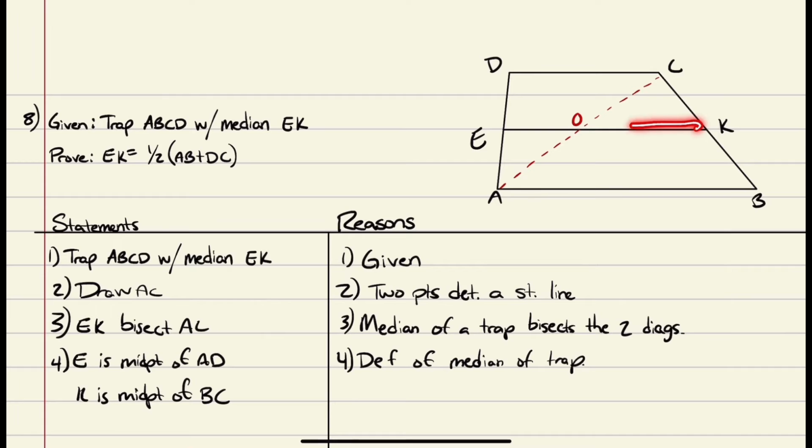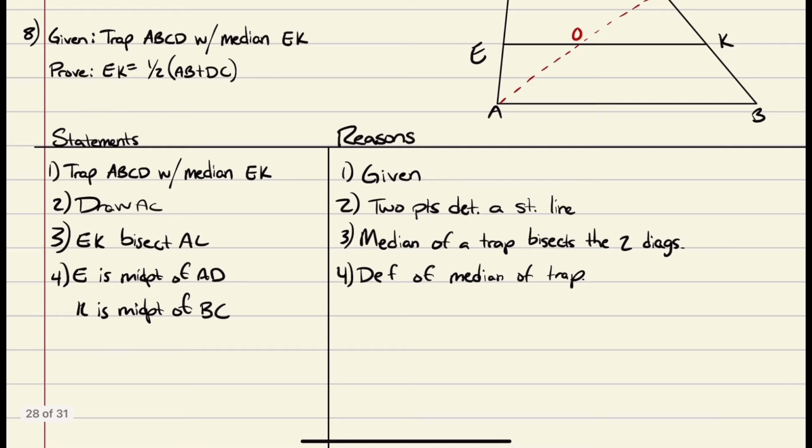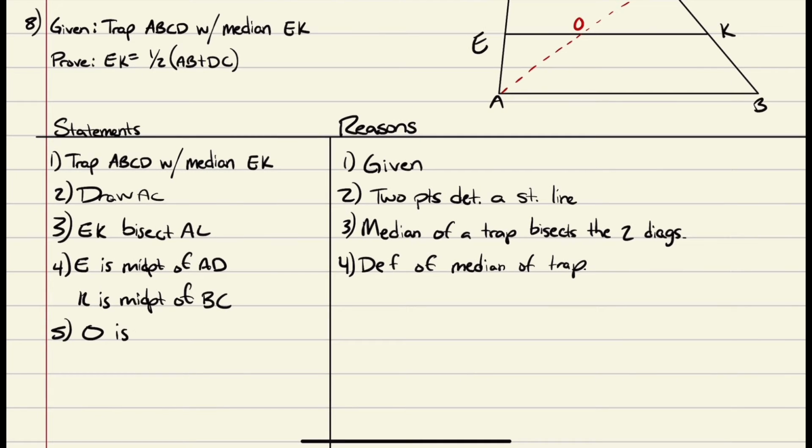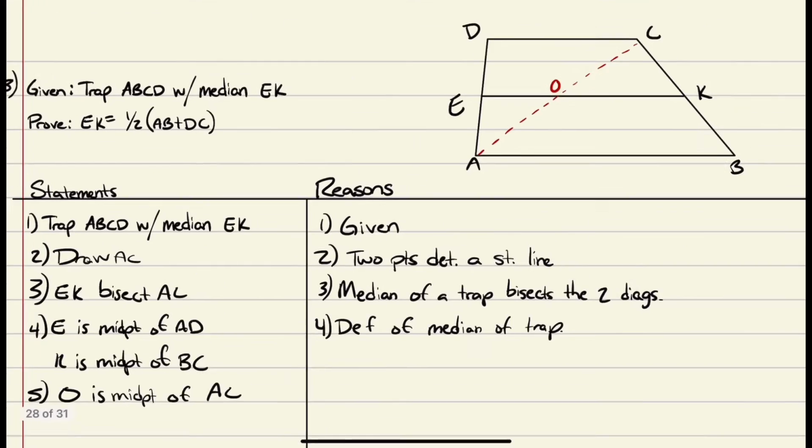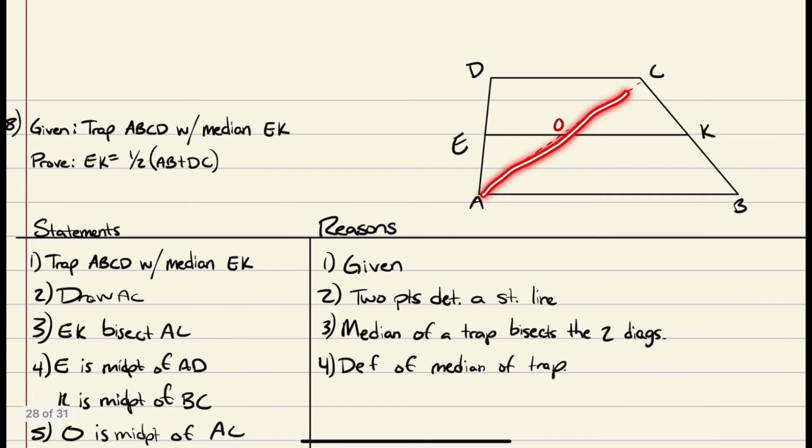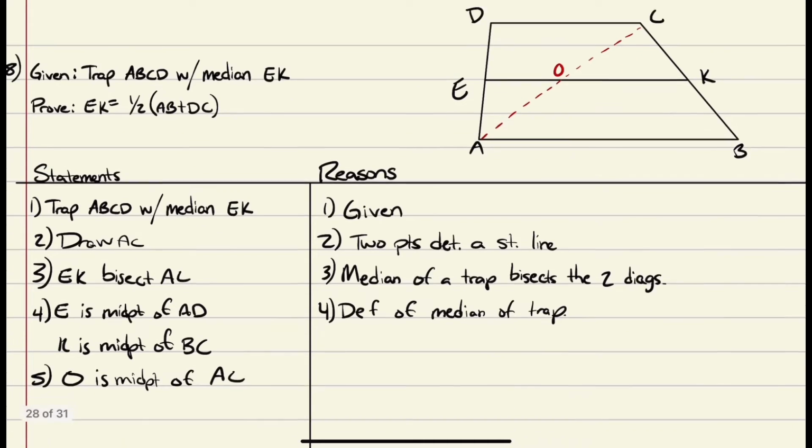Number 5, now I'm going to state that O is the midpoint of AC, sorry, not EK. O is the midpoint of AC, of the diagonal. So right there, it's cut into two equal spots. We've already said that it is bisected, and we just now specifically said that O is the midpoint. It's important because of the next step we're going to say. But we can say O is the midpoint of AC because of the definition of a segment bisector.